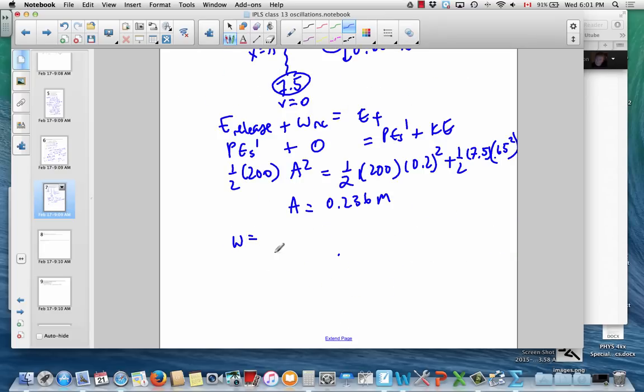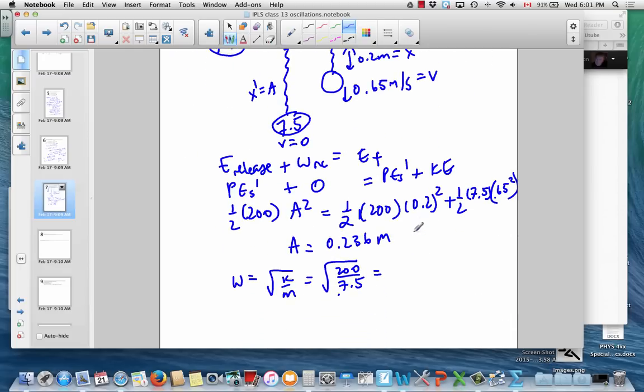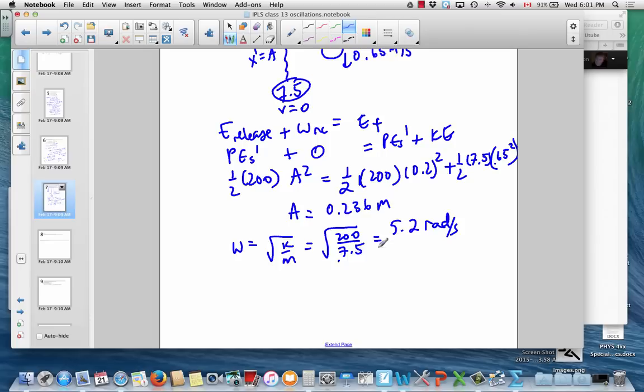Next, you find the rate of vibration. It's the root of k over m. So it's 200 over 7.5. And so what does that work out to? Okay, that should work out to 5.2 after you take the square root. Okay, so both of those are pretty standard calculations.